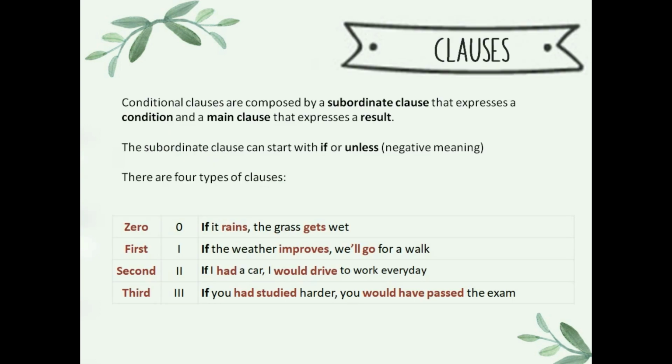So here we are. First of all, we need to know that conditional clauses are composed of a subordinate clause that expresses a condition and the main clause that expresses a result. And there are two words that are very important, and they show us that we're dealing with a conditional clause. These are if and unless. We need to remember that unless has got a negative meaning. And as I told you before, there are four types of conditional clauses: zero, first, second, and third. Let's now take a look at them more closely.